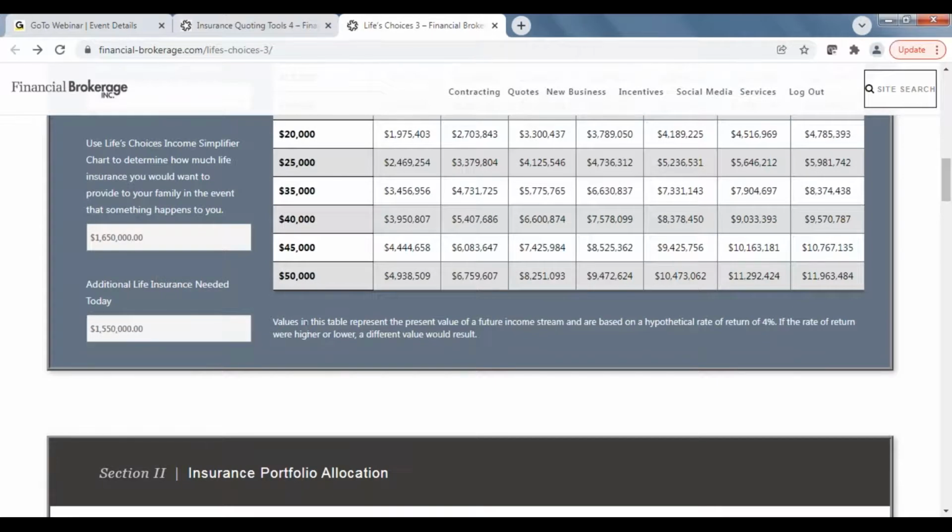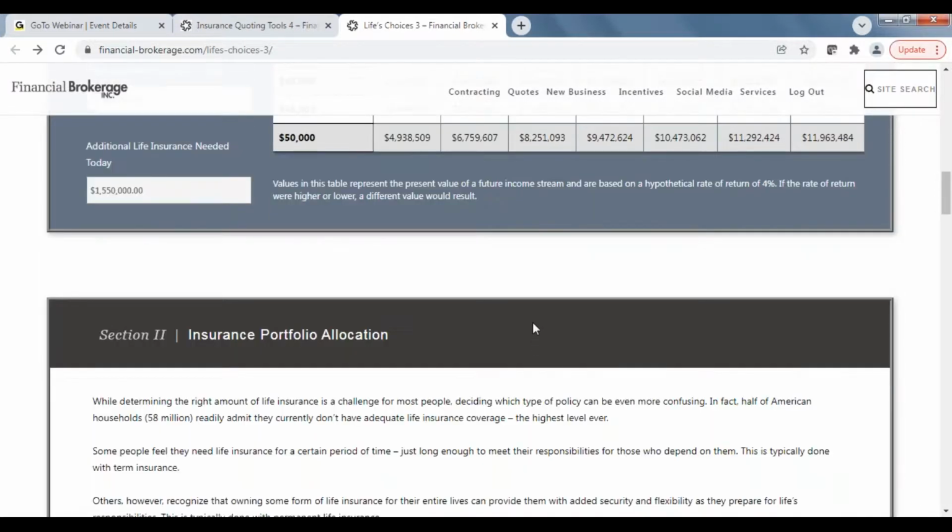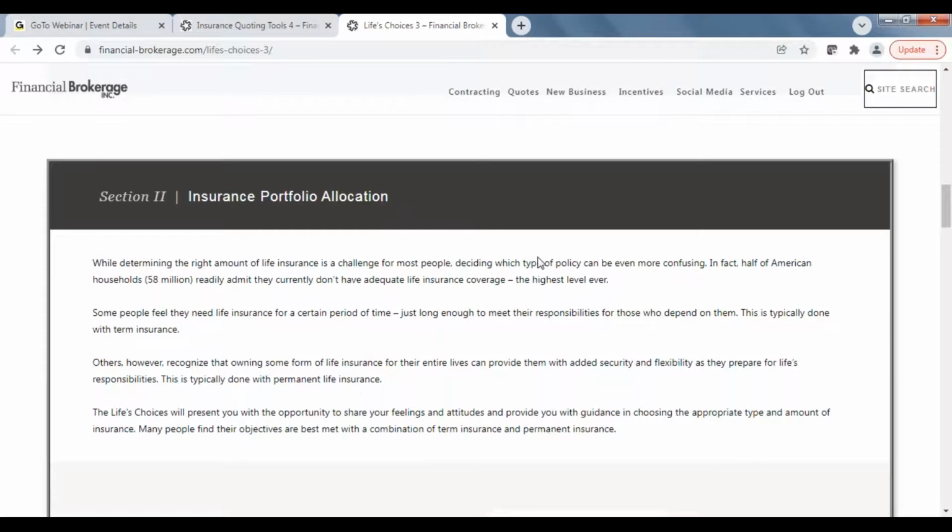Now, you might manually adjust this number as well if the client wants to provide additional money, say to pay off a mortgage or pay off other debts, to provide money for college. Actually, at the conclusion of this part, I'm going to show you where you can find a little bit more robust needs analysis calculator on our website as well. But this gives us our basic number, in this case, 1.5 million. And now we can move on to the insurance portfolio allocation.